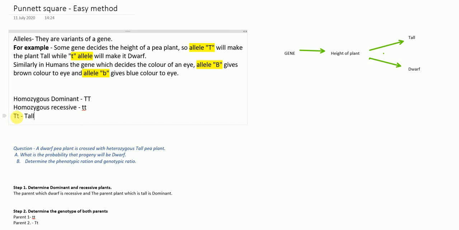Now let's solve a question to understand and summarize the whole dominant and recessive terms. And we'll solve this question by making a Punnett square. So the question goes as follows. A dwarf pea plant is crossed with a heterozygous tall pea plant, and we have to find the probability that the progeny is dwarf, and in the second part we need to determine the phenotypic and genotypic ratios. We'll understand what phenotype and genotype mean as we go through the question.